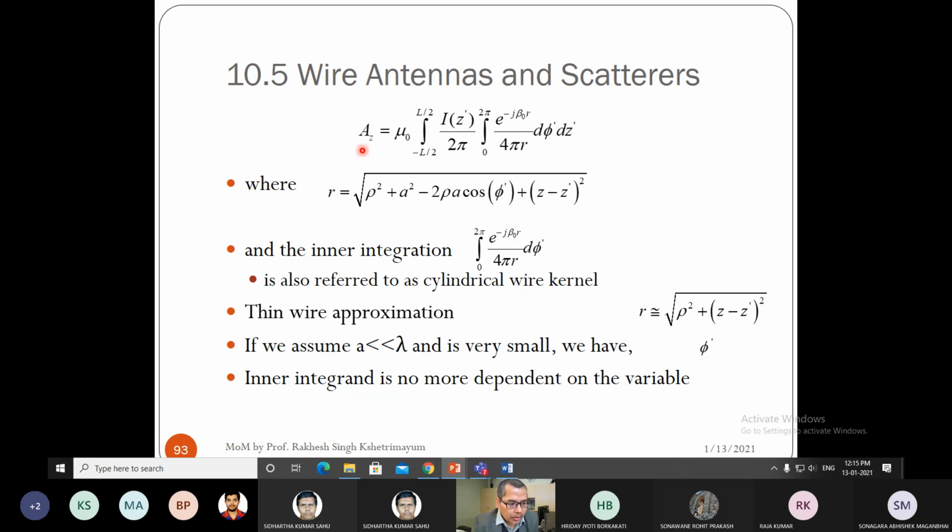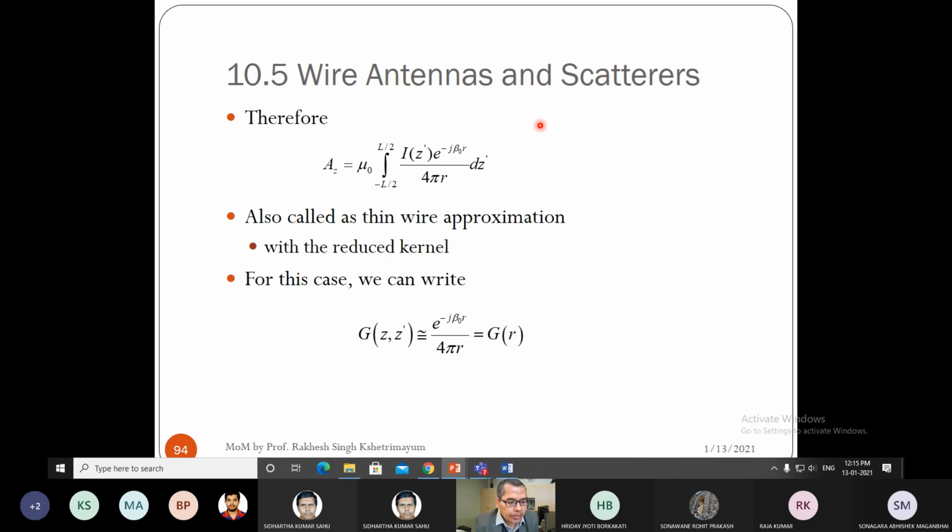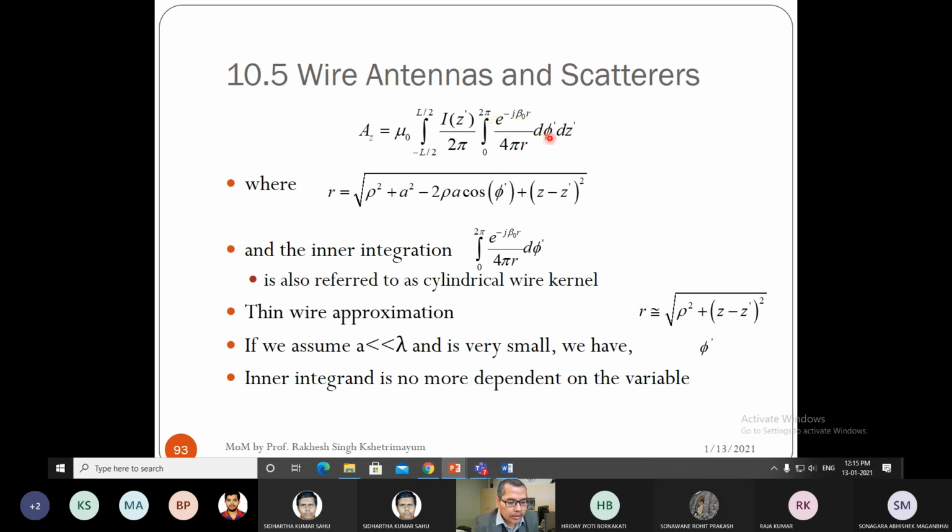AZ is simply mu naught integration from minus L by 2 to plus L by 2 of IZ dash by 2 pi, and 0 to 2 pi of exponential minus j beta r by 4 pi r d phi dash dz dash. But here, first I want to do the integration with respect to phi dash of this inner term. So let us concentrate on this inner term, 0 to 2 pi exponential minus j beta r by 4 pi r d phi dash.